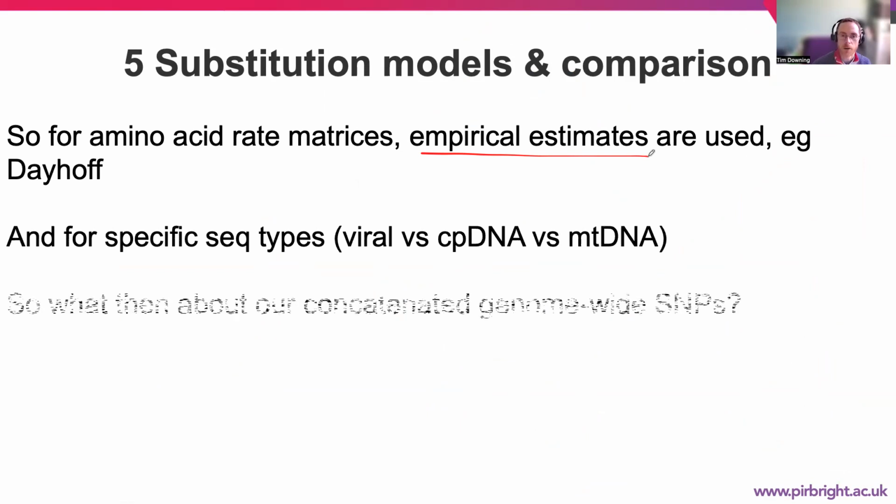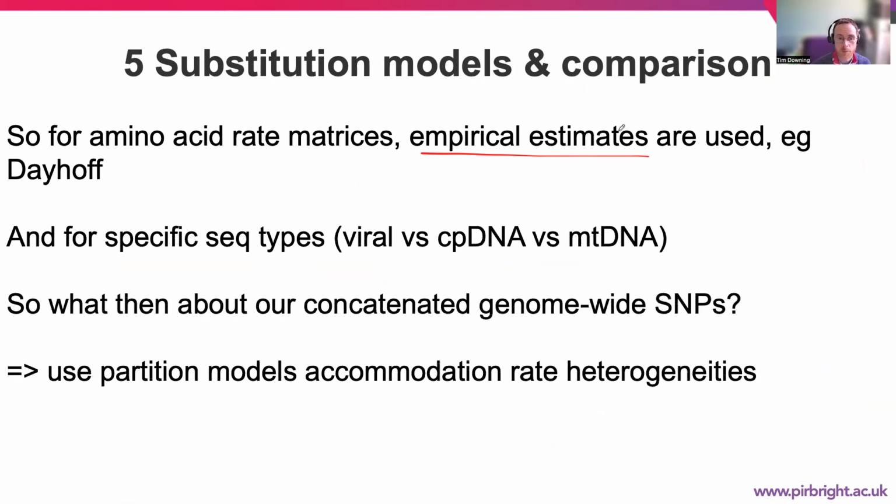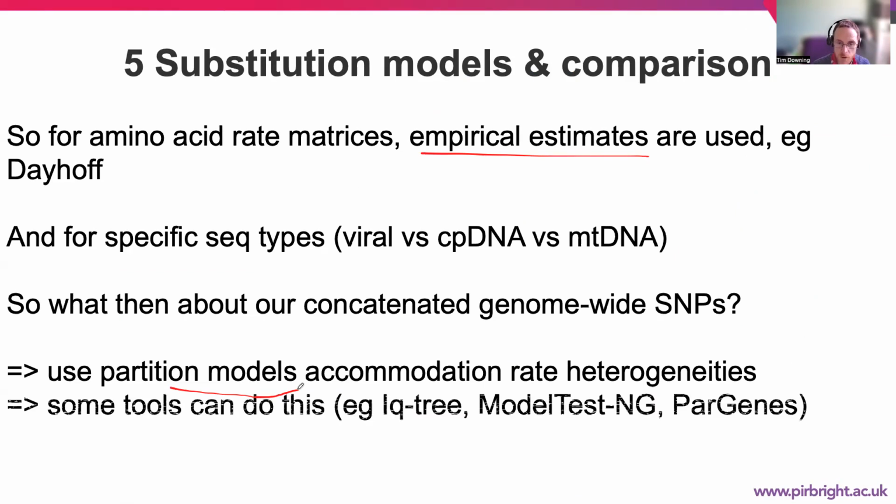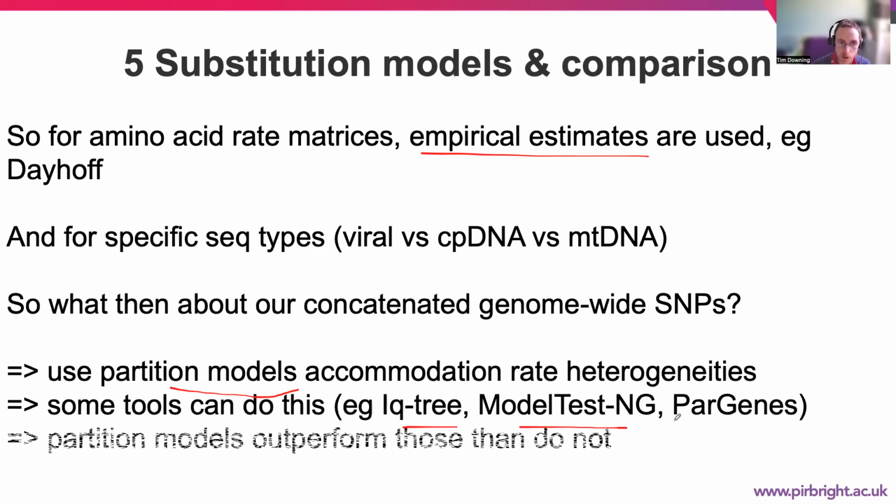So then for our genome-wide SNPs, we think about using partition models to accommodate this heterogeneity across the genome. Certain programs do this, like IQ-TREE ModelFinder, which we'll use later. And partition models are generally better, as you can understand.